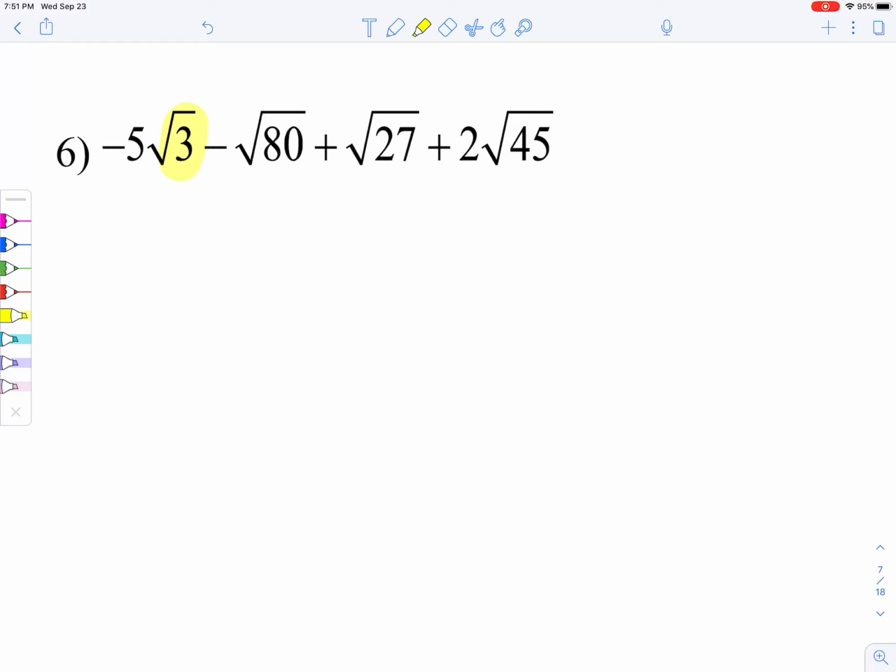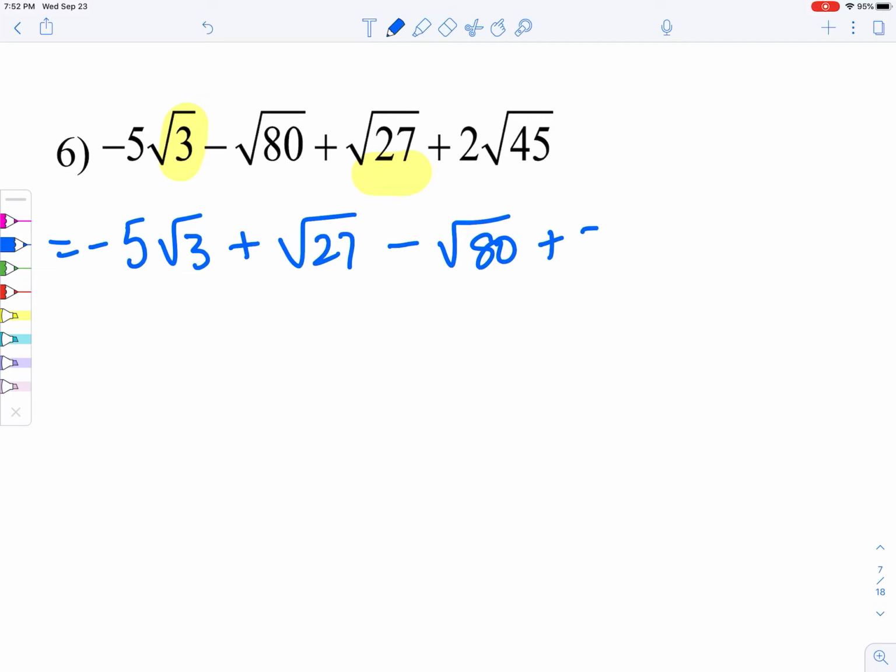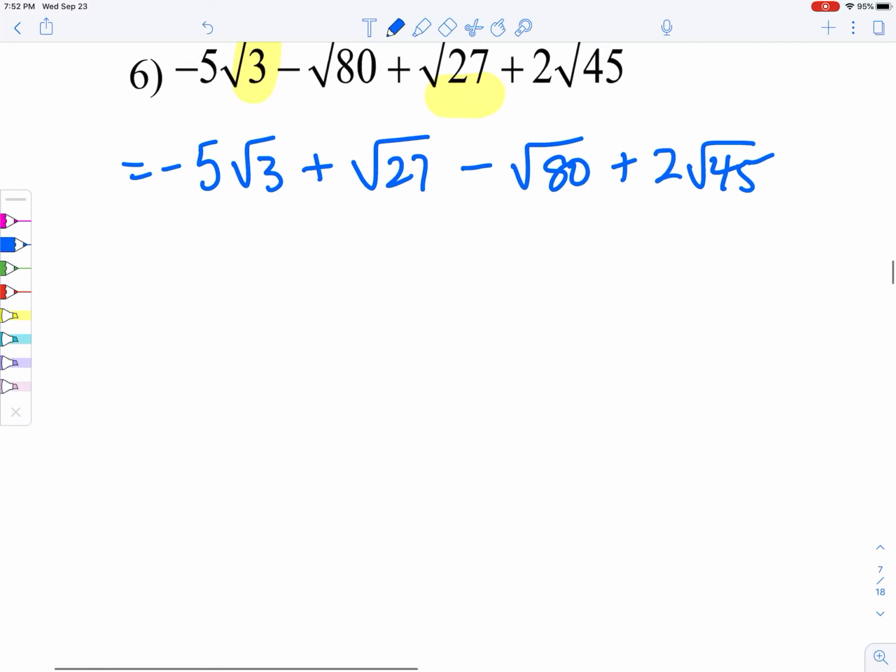And looking ahead, I see here this 27. I happen to know that 27 I could write as root 9 times 3, and 9 happens to be a perfect square. So I'll have negative 5 root 3. And then later on, I'm going to have, you know what? I'm going to rewrite this whole thing just so that we have the ones that I think are going to pair beside each other. So negative 5 root 3 plus root 27, because I was pretty sure they were going to go together. And then minus root 80 plus 2 root 45. We'll work on those in a sec.